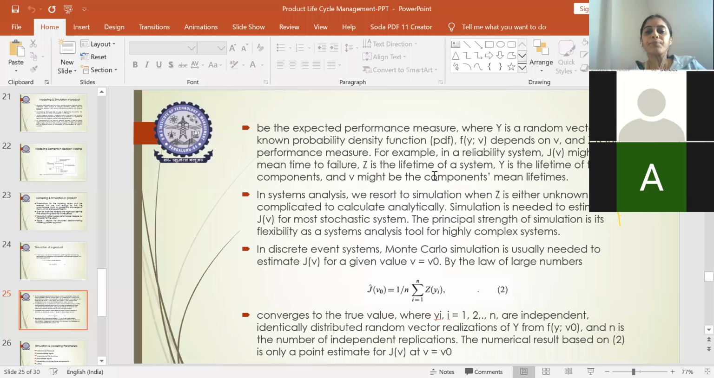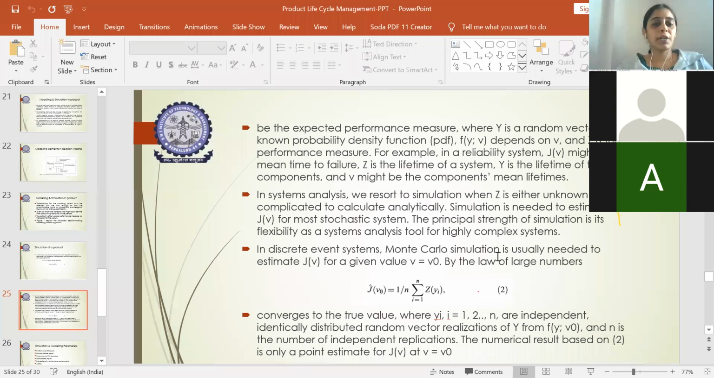Okay. So suppose you have a reliability system of J of nu, then the equation. There are many more simulation equations which are available. The almost established and very common simulation method is called Monte Carlo simulation. This is very feasible for discrete event type of systems. Depending upon which type of system you need, you use that type of Monte Carlo simulation equations.